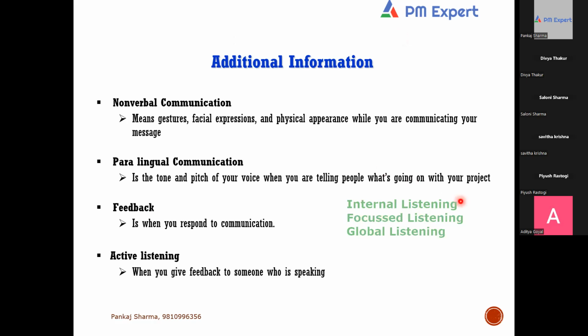First of all, what is internal listening, guys? Sometimes some people are internal listeners. They will only listen to the words being said, but they will interpret the message based on their own internal lenses. Does it happen or not? Yes. They interpret the meaning of the words being said the way they want.